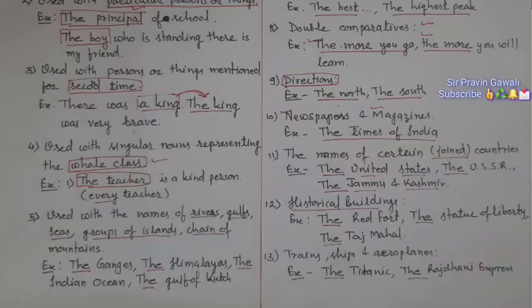Next, seas, groups of islands, chains of mountains. In front of their names we will use "the": the Ganga, the Himalayas, the Indian Ocean, the Gulf of Kutch. Okay, it can be used with the names of rivers, gulfs, seas, etc. Now the next one.